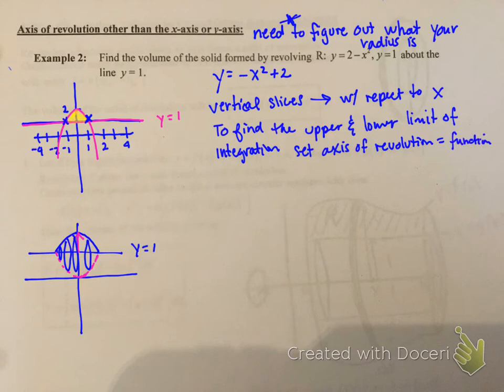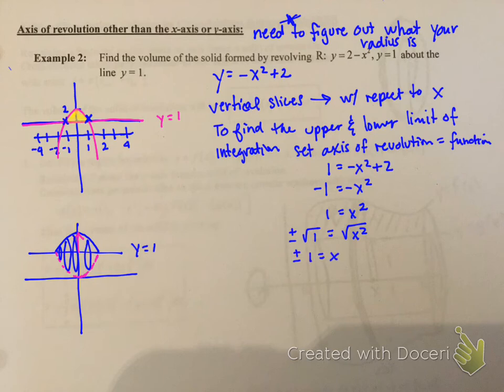Okay, so the axis of revolution is y equals 1. And I'm setting that equal to y equals negative x squared plus 2. And then I'm going to solve for x. So negative 1 equals negative x squared. And then we get 1 equals x squared, right? To get x squared by itself, I take the square root of both sides. Remember, you get plus or minus. So I get plus or minus 1 equals x.